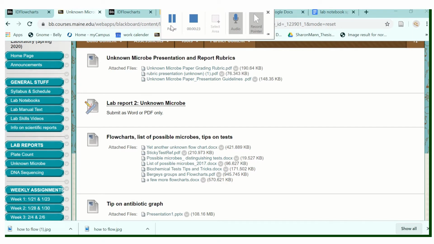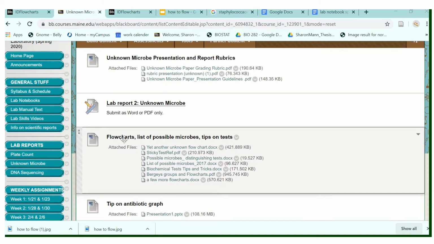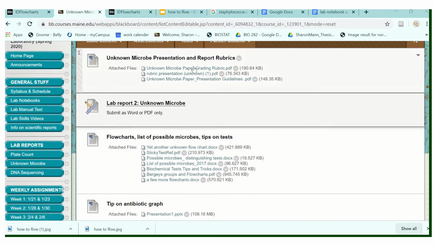The first thing you're going to do is go to Blackboard under the Unknown tab, and you're going to see this right here, Flowcharts, List of Possible Microbes. I'd like you to open up the Berge's Group and Flowcharts document, your list of possible microbes. This is what was handed out in class physically. If you lost it, here's a copy right here. And then you're going to open up a blank Google Slides, and just have some kind of a search engine tab up in case we need to look up information on a microbe that isn't readily accessible.